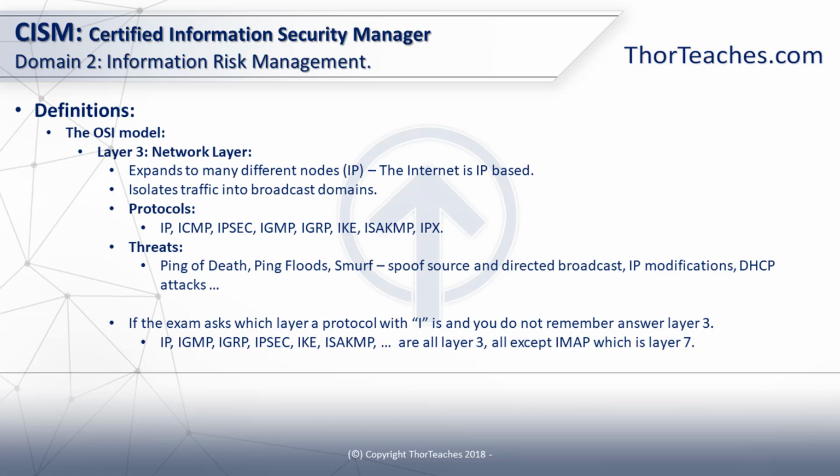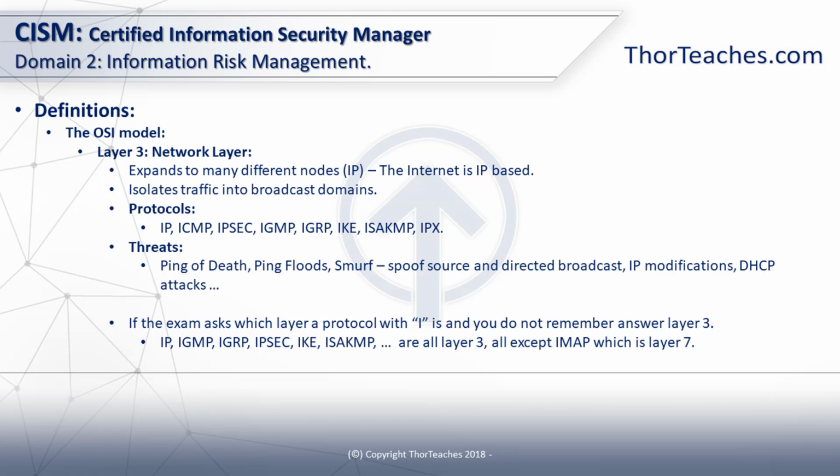On layer 3, the networking layer, this is where we jump beyond our local area network and onto the internet. Layer 3 uses IPs, and the internet is IP-based. And on layer 3, we isolate traffic into broadcast domains. Layer 3 pretty much has all the protocols that begin with I, which is an easy way to remember it. If at any point on the exam you get a question asking which layer this I protocol is on, you can very safely answer layer 3 unless it's IMAP, which is layer 7. So really the only protocol I would bother remembering with an I is IMAP, it's layer 7. If it's not IMAP, it's layer 3.